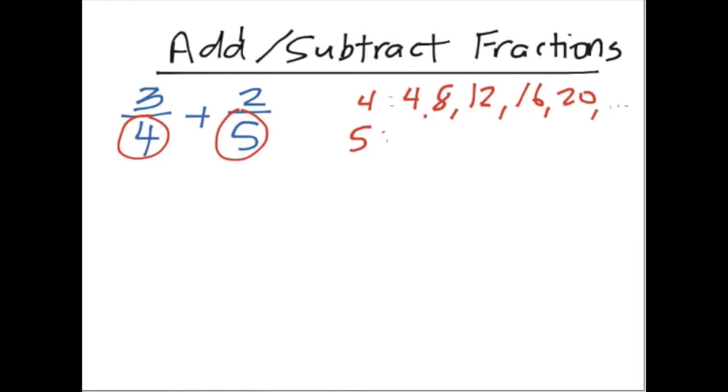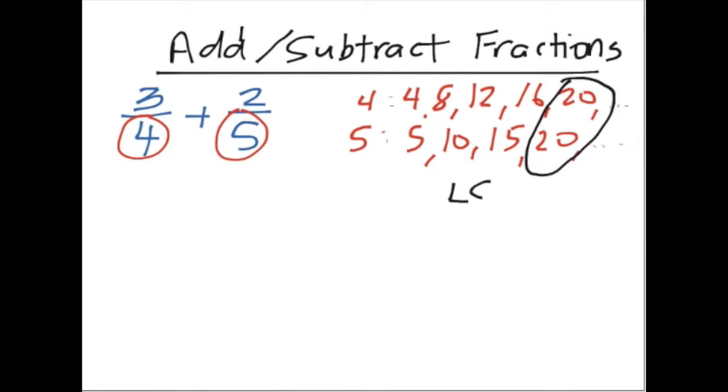And to do that, you'll notice on the side here, I'm listing off the multiples of each of the two denominators. For 4, we got 4, 8, 12, 16, 20, etc. And for 5, we got 5, 10, 15, 20. Now you'll notice the common denominator is 20 in this case, the lowest common multiple. So we will take that 20 and we will take the 3/4 and the 2/5 and project that into 20ths.